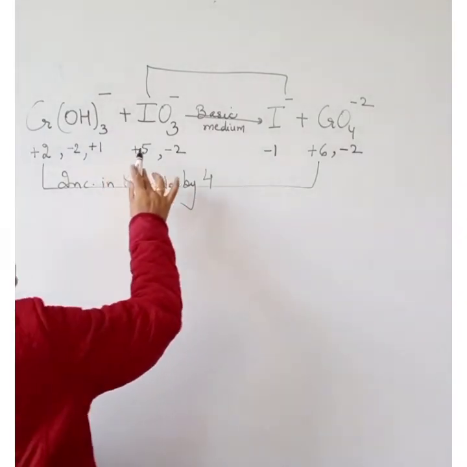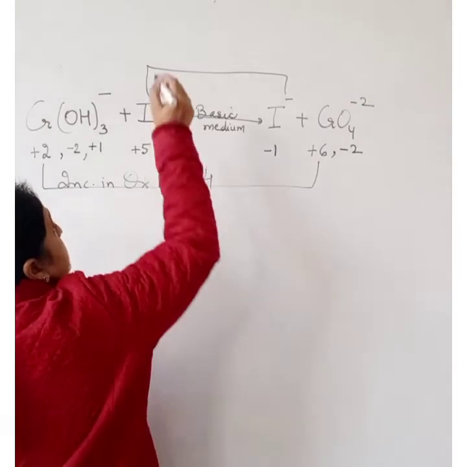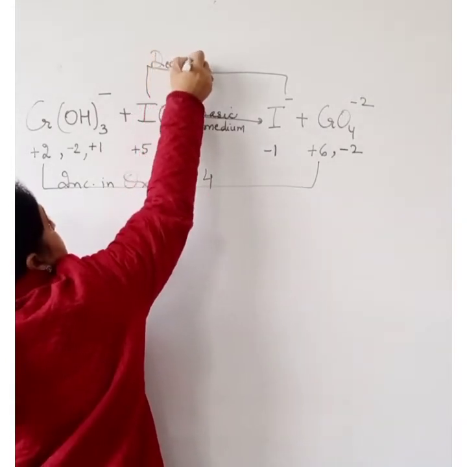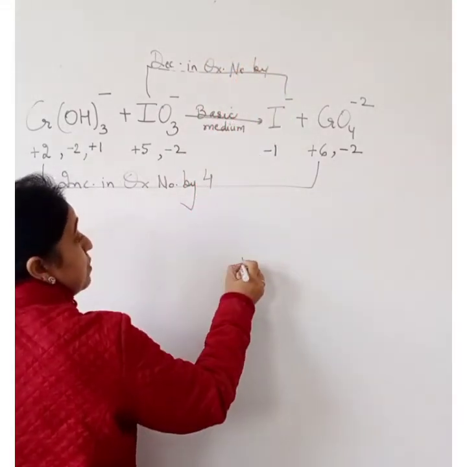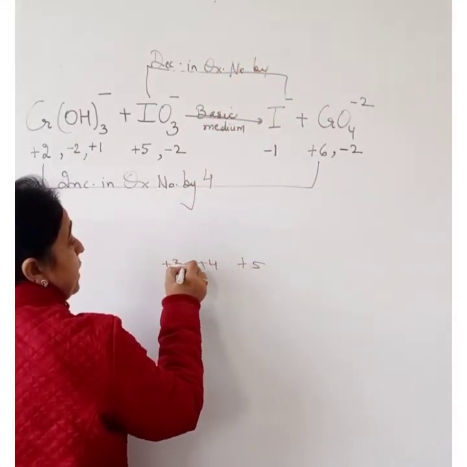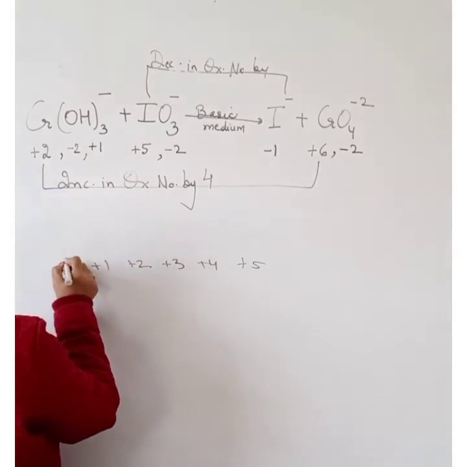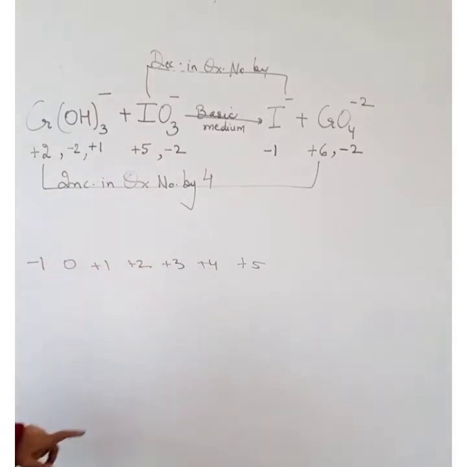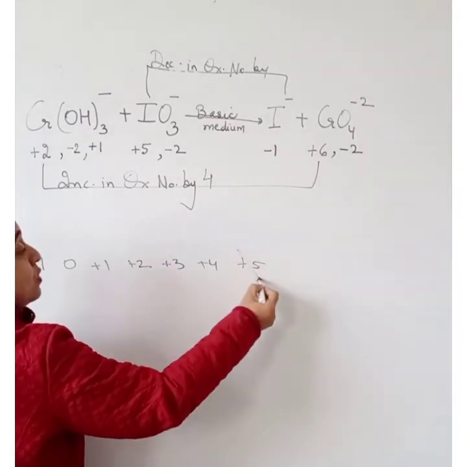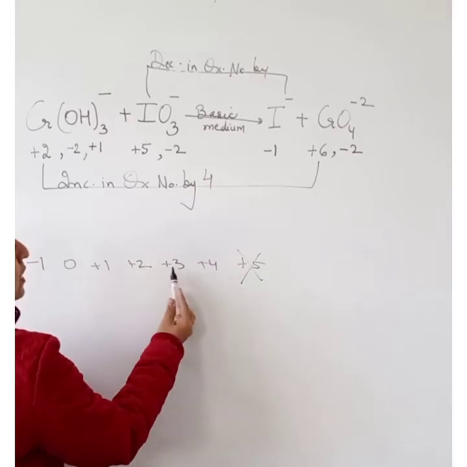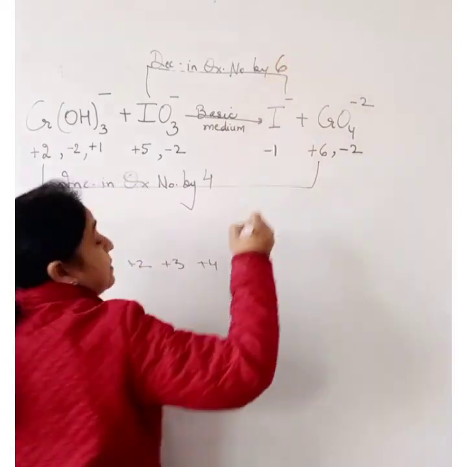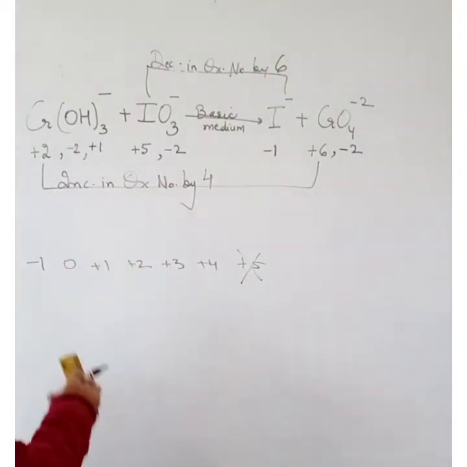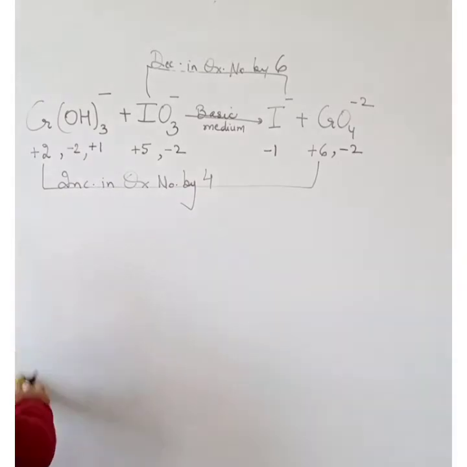Now, plus 5 is changing into minus 1. Decrease in oxidation number by... Now, you have to be careful when you are writing this increase or decrease in oxidation number. Plus 5 is changing into minus 1. So, any 1 we have to cancel and then count 1, 2, 3, 4, 5 and 6. So, it is decreasing by 6, because here maximum students make mistakes.